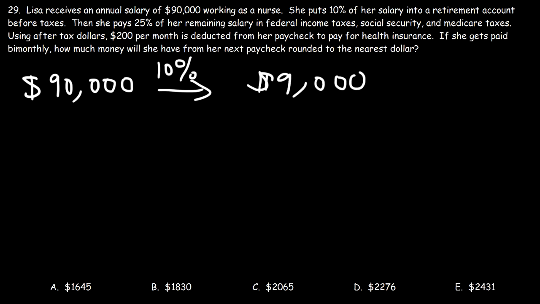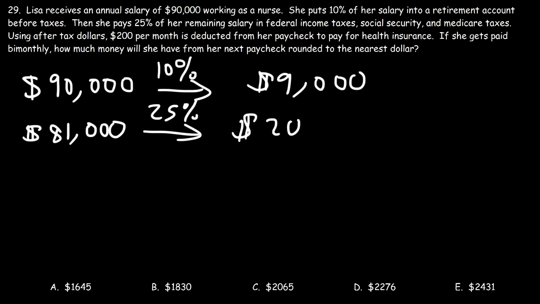So now let's take the difference between 90,000 and 9,000. If you subtract 90 by 9, you get 81. Now she's going to be taxed at a 25% rate on the remaining $81,000. So what is 25% of 81,000? It's 81,000 times 0.25.